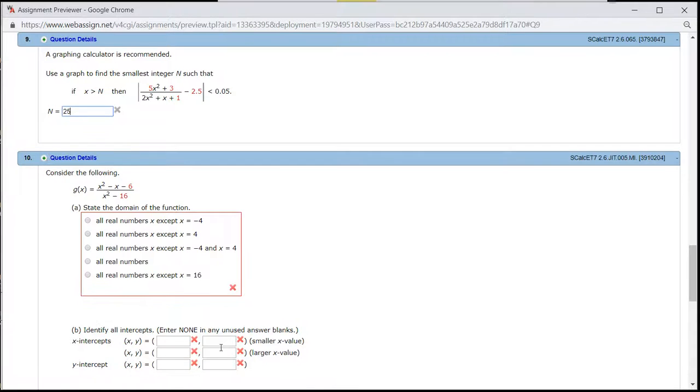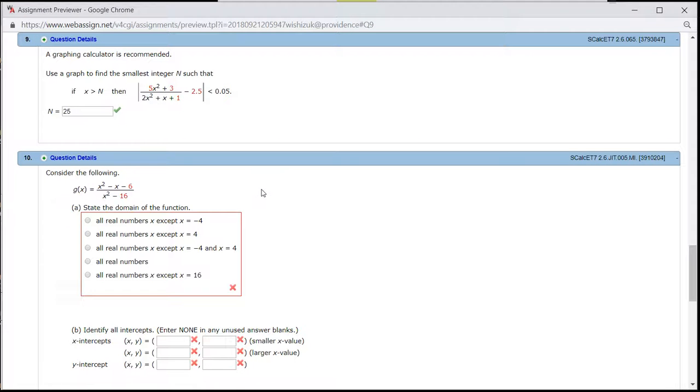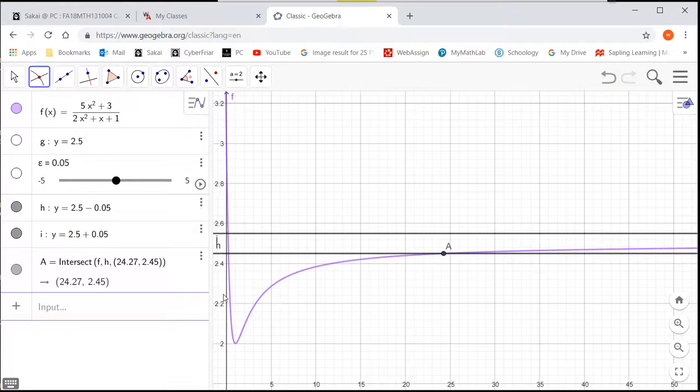All right, let's check the answer. Submit for testing. I came back and it looks like we got this one correctly. That's it. I hope that this was clear.